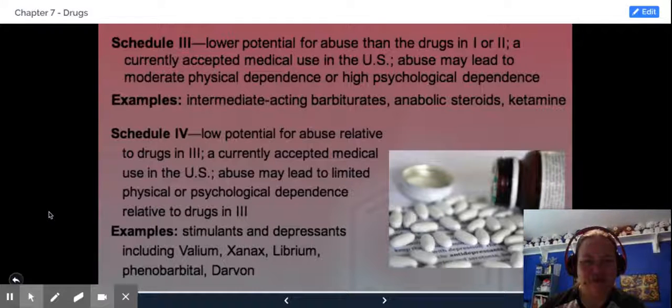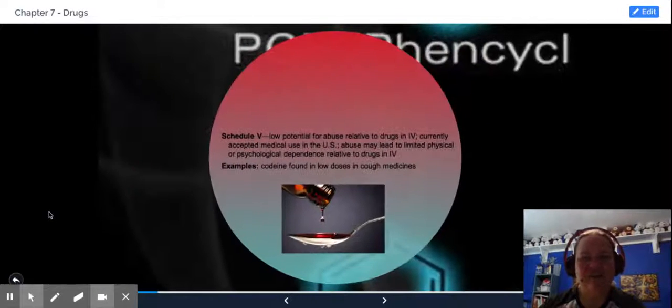Schedule 4s are low potential for abuse, currently acceptable medical use. But again, if you abuse it, it can lead to dependence. Stimulants and depressants, Valium, Xanax, Librium, phenobarbital, Darvon. These are examples of Schedule 4s. And Schedule 5 is the low potential for abuse. It can still be abused and lead to dependence if it's misused. Codeine and cough syrups are a prime example.